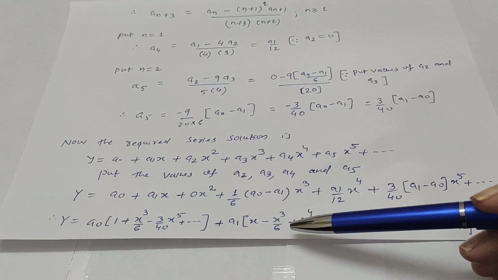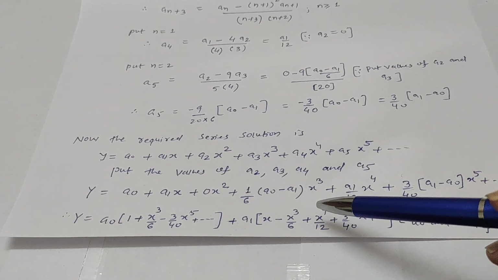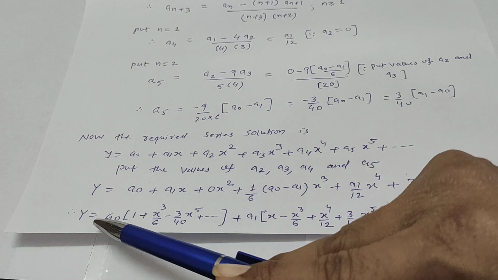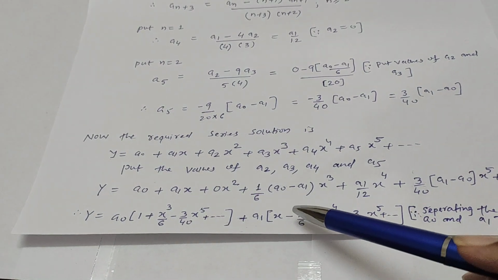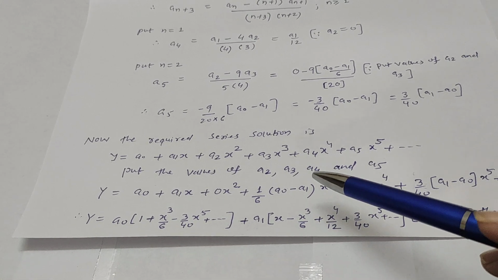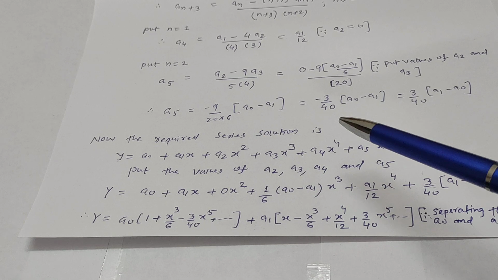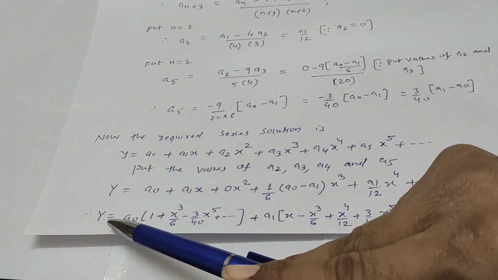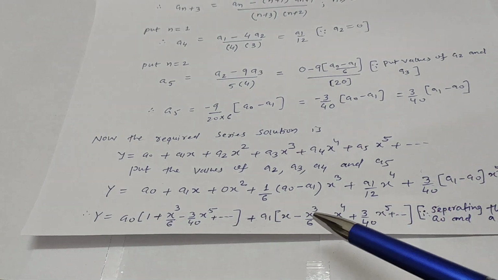Now you can see that this is a second order differential equation, so your answer will be in terms of two arbitrary constants, a0 and a1. If the differential equation is of first order, then your answer will be in terms of a0 only, and if your differential equation is of second order, then your answer will be in terms of a0 and a1.